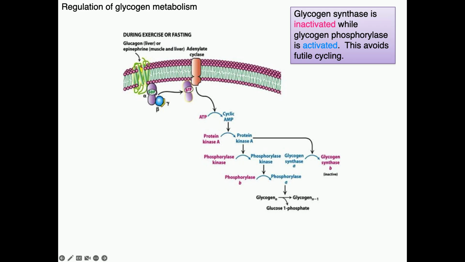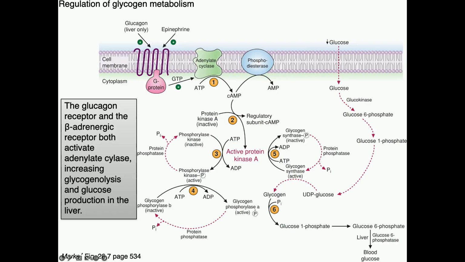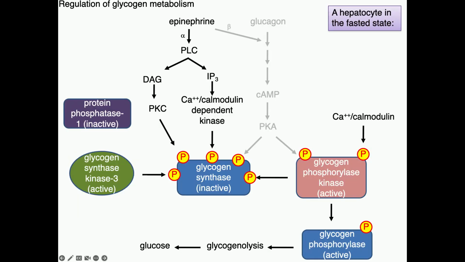I think that's shown here as well. So let's talk about that. This is showing that same adenylate cyclase protein kinase A pathway, and this is also showing the regulation of synthesis and degradation. Let me move on to beyond the glucagon receptor.